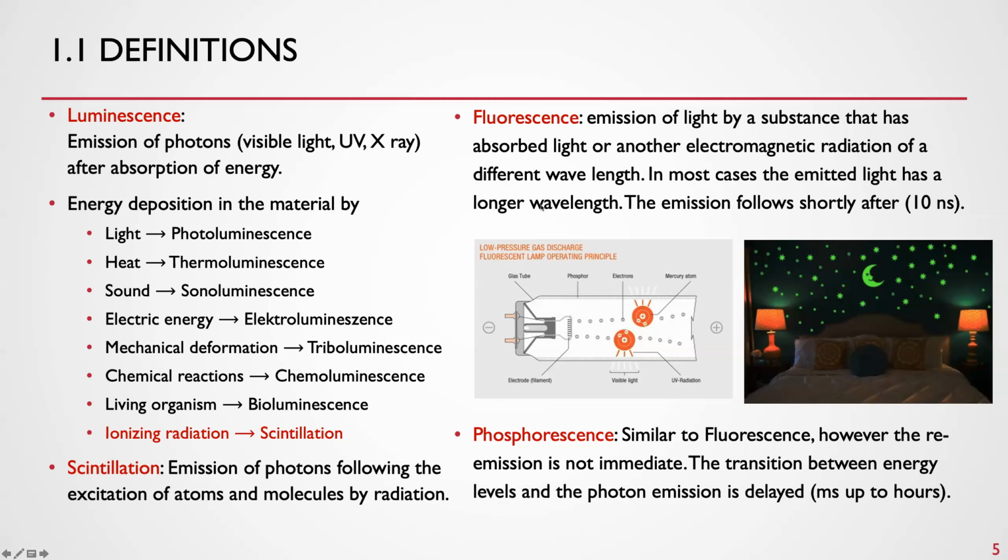Then we need to tell apart, when we discuss fluorescence. Fluorescence is the emission of light by a substance that has absorbed light or any other electromagnetic radiation. Fluorescence is fast. It happens immediately, 10 nanoseconds, typically. This is desired and exploited in constructing scintillation detectors. Phosphorescence is similar to fluorescence, however, it is delayed. It does not happen immediately. We will discuss a few examples in the context of organic scintillators.